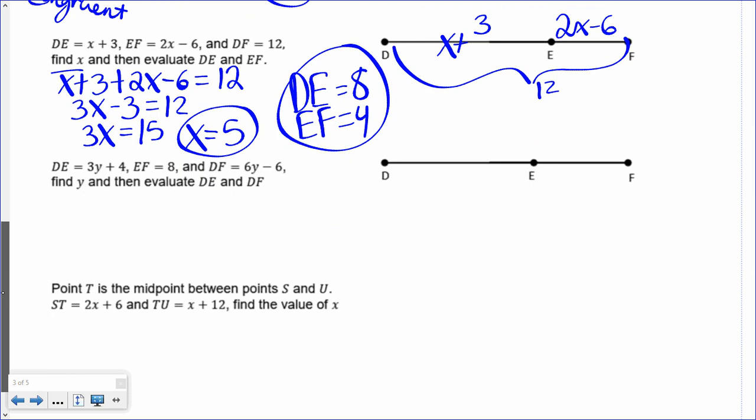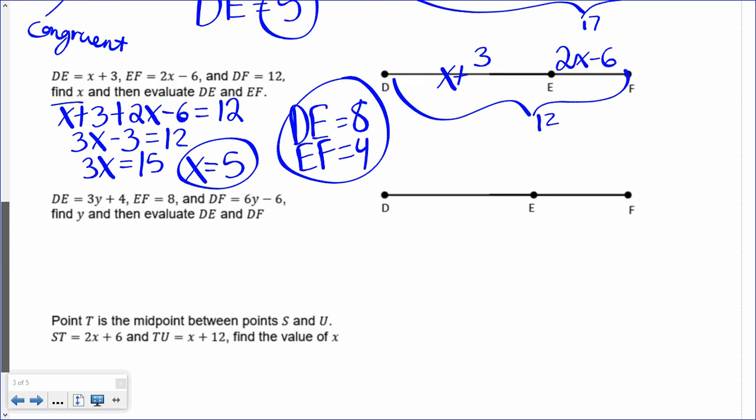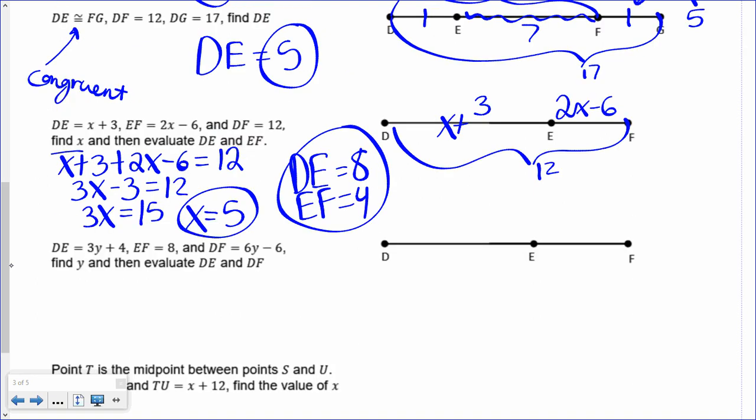Good question. For the one we just did, does x equals 5 have to be part of the answer, or would you just give the measure of the segments? Well, it wants you to find all 3 of those things, so you would circle all 3. Yeah, it's part of the answer.